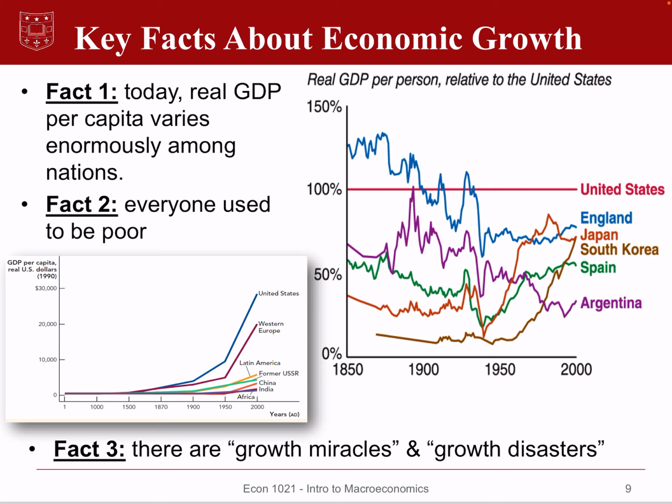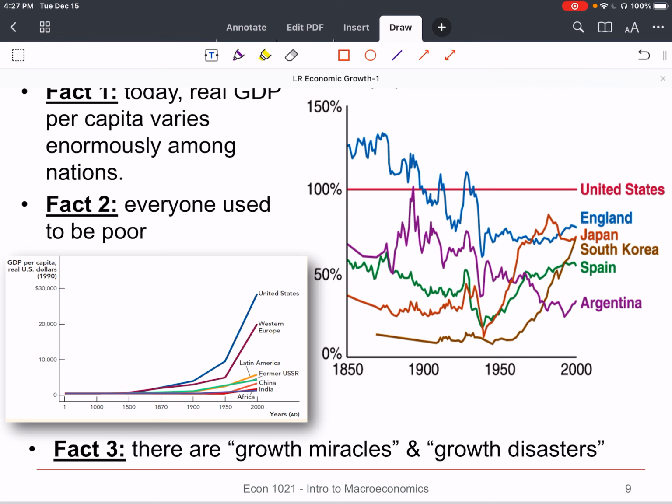You can see with either graph that real GDP per capita varies enormously among nations and, of course, among regions of the world as well. The second fact, and one that you see from the littler graph below, is that everybody used to be poor. Beginning at various spots, but roughly speaking with the Industrial Revolution, some countries and regions really took off and others languished.